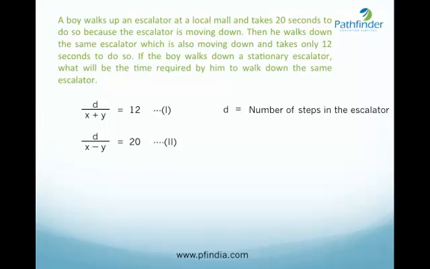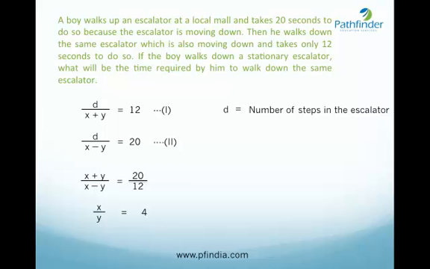Although there are 3 variables in 2 equations, we do not need to separate each variable. We will just divide equation number 2 by equation number 1. When we divide equation 2 by equation 1, we'll get x plus y upon x minus y is equal to 20 upon 12. And then we get x upon y is equal to 4.